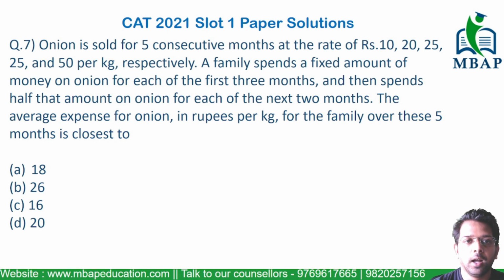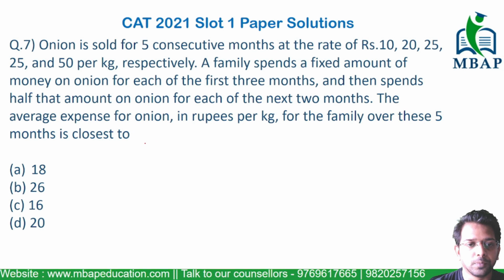The question says, onion is sold for 5 consecutive months at the rate of rupees 10, 20, 25, 25 and 50 rupees respectively over the period of 5 months. A family spends a fixed amount of money on the onion for each of the first 3 months, and then spends half of the amount on the onion for the next 2 consecutive months. The average expense for onion in rupees per kg for the family over the 5 months is closest to what? For the 5 months, we have to find out the average expense per kg. Let's see how shall we solve this question.